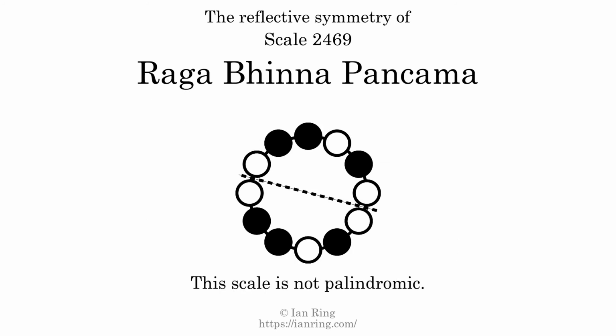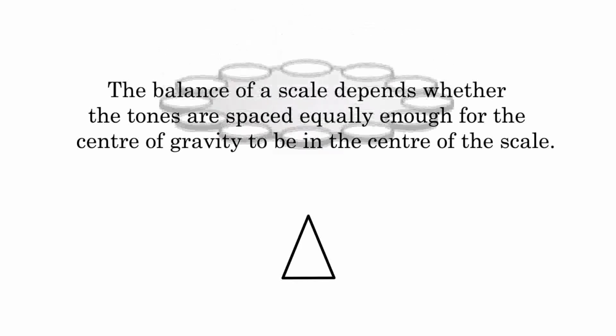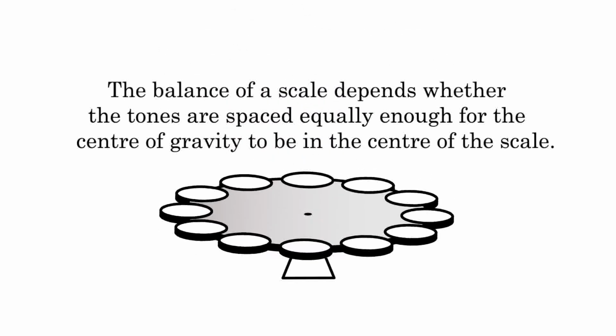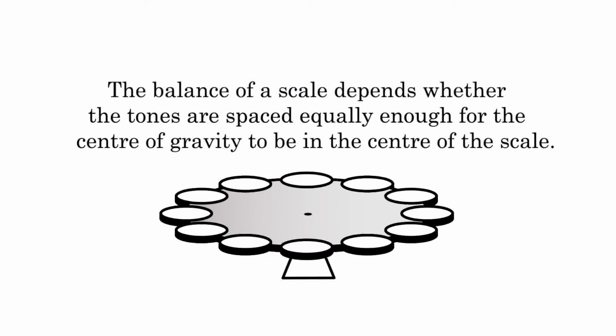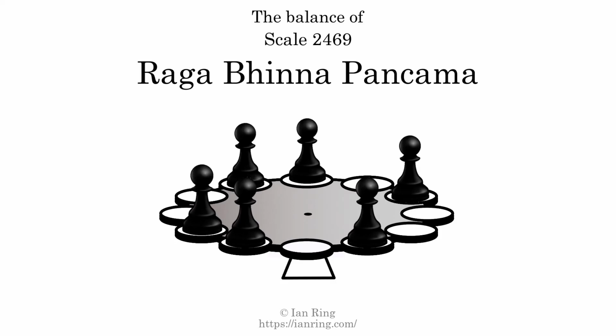This scale has reflective symmetry across an axis position 3.5 semitones from the root. This scale has a different pattern of intervals ascending and descending, so it is not palindromic. This scale has one ridge tone. Here, the balance of a scale depends on whether the tones are spaced equally enough for the center of gravity to be in the center of the scale. This scale is not balanced.